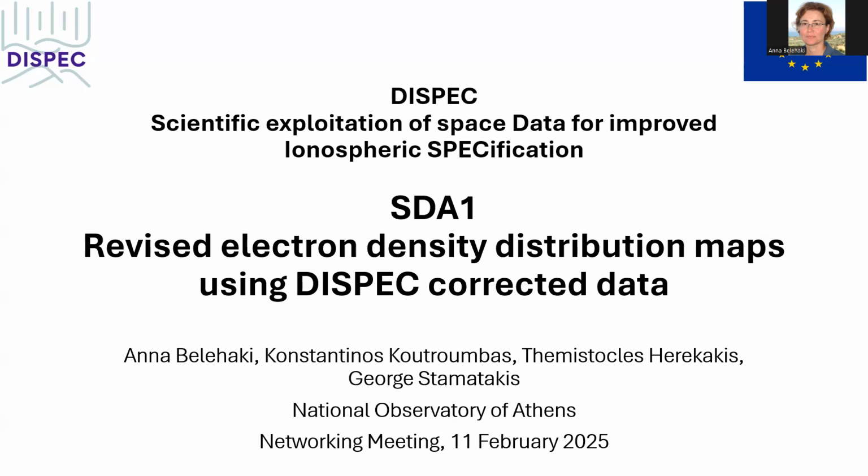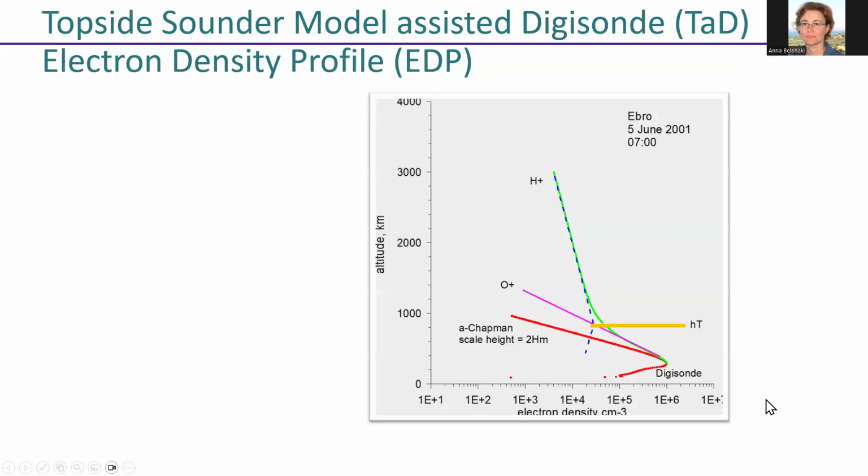I will present the first scientific data application that is developed in the frame of the DISPEC project. This application concerns the development of improved electron density distribution maps using corrected data from the DISPEC methodologies. The electron density distribution model that we are using is a topside sounder model assisted Digisonde.